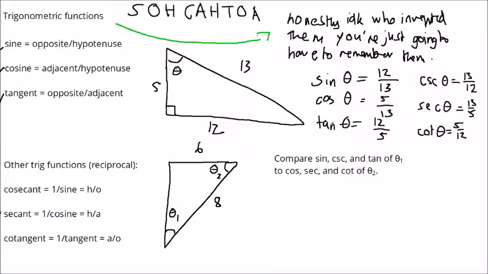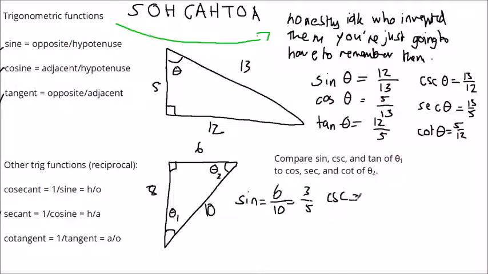So let's compare the sine, CSC, and tan of theta 1 to the cosine, sec, and cot of theta 2. I'll make it easier. 6, 10. And this will be 8, because of the Pythagorean theorem. And we have to make sure this is a right angle triangle. It only works for right angle triangles. So sine of theta 1 is opposite over hypotenuse, 6 over 10, which is 3 over 5.